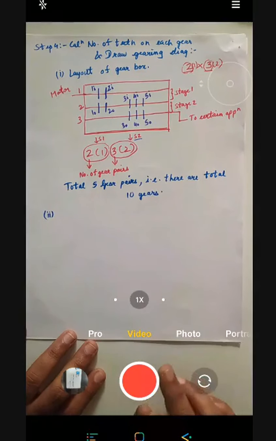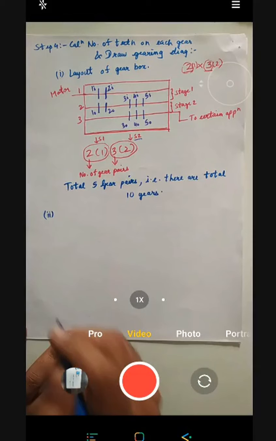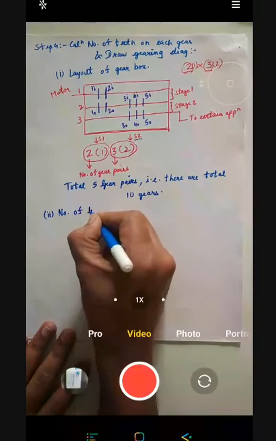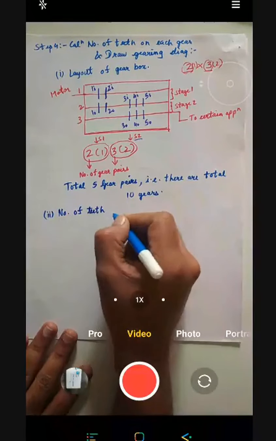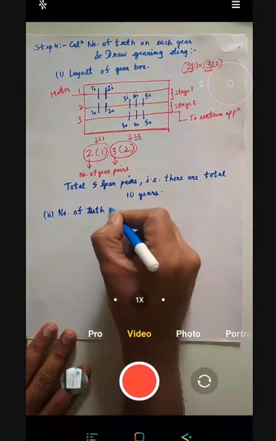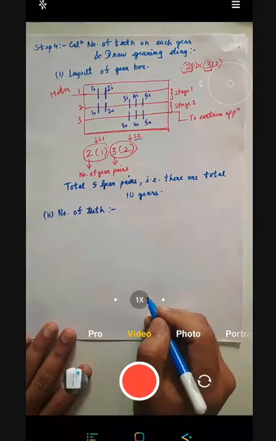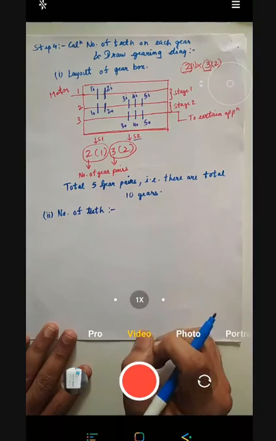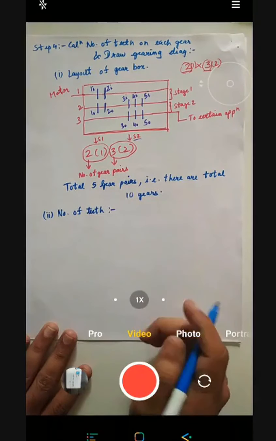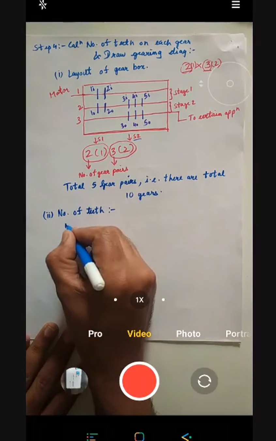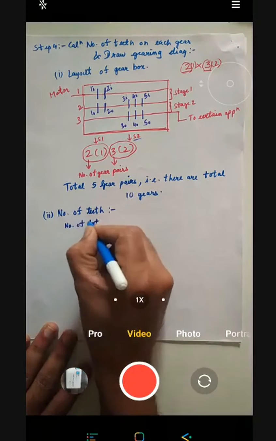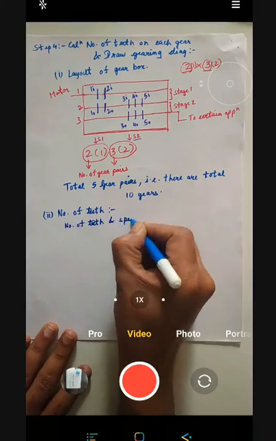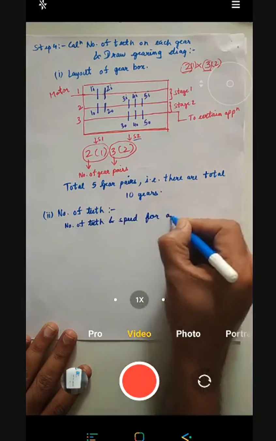Now we'll move on to the next sub step, that is number of teeth. In this step we will calculate the number of teeth on each gear, or you can just write number of teeth. Before moving on, we will write the symbols we will use for number of teeth and speed for all gears.